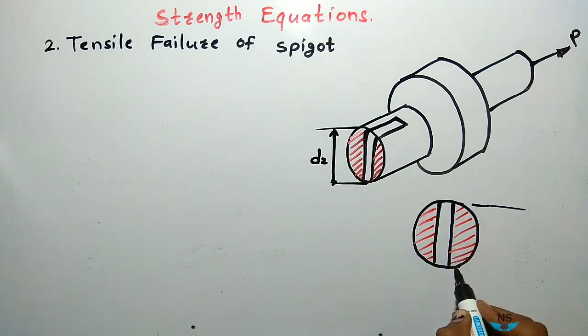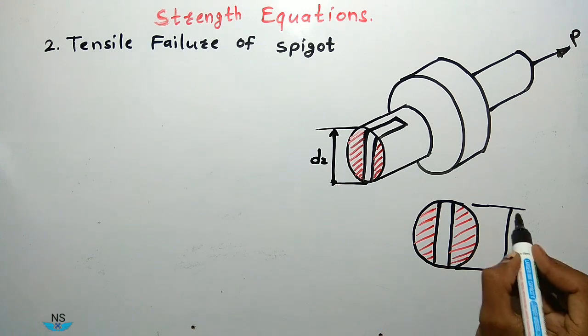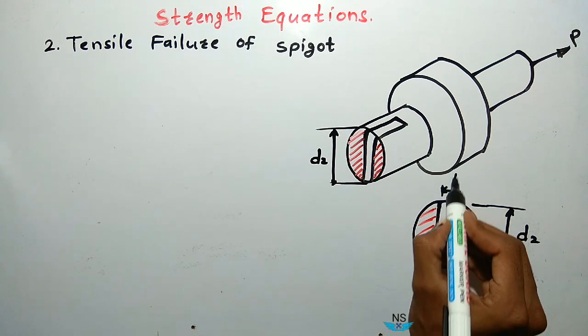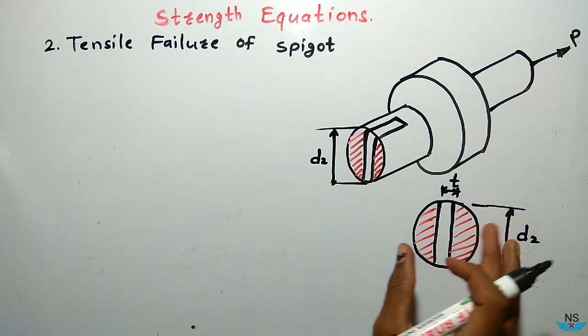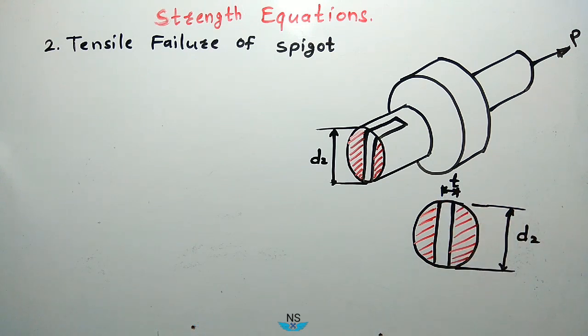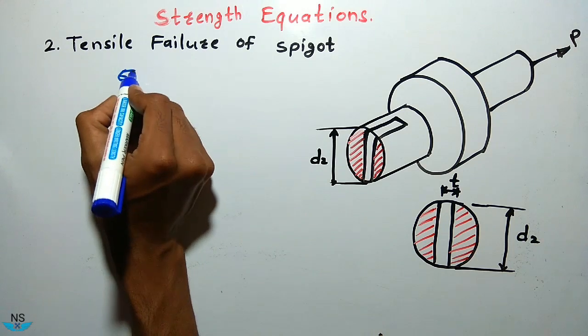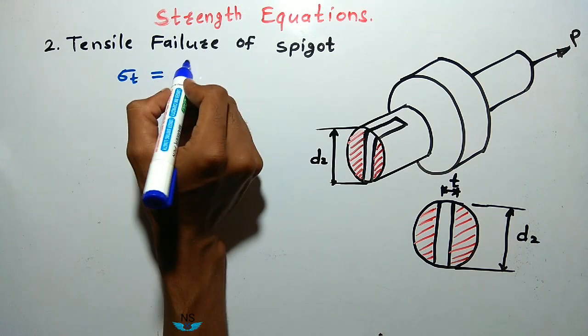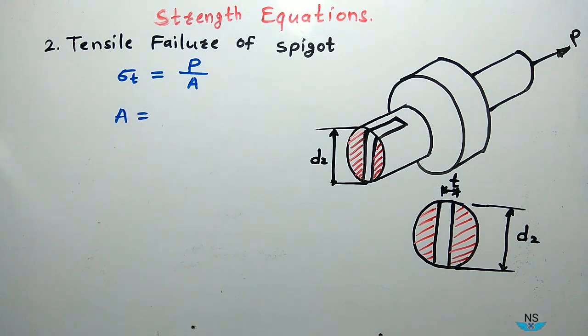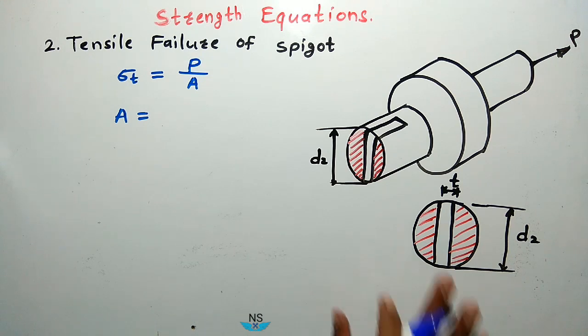So this is the diameter d2. And T is the thickness of quarter, and diameter of this spigot is d2. Now tensile failure of spigot is there. So we have to use the formula of sigma T, that is P divided by A. Now what is A? A is the area of failure. Now how can you find out the area of this section?